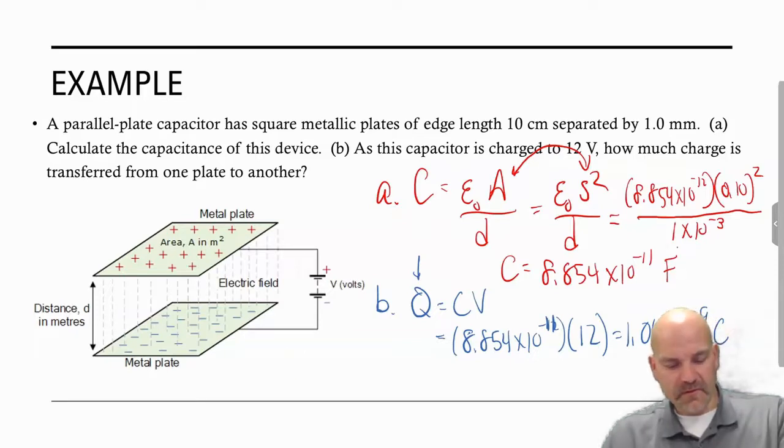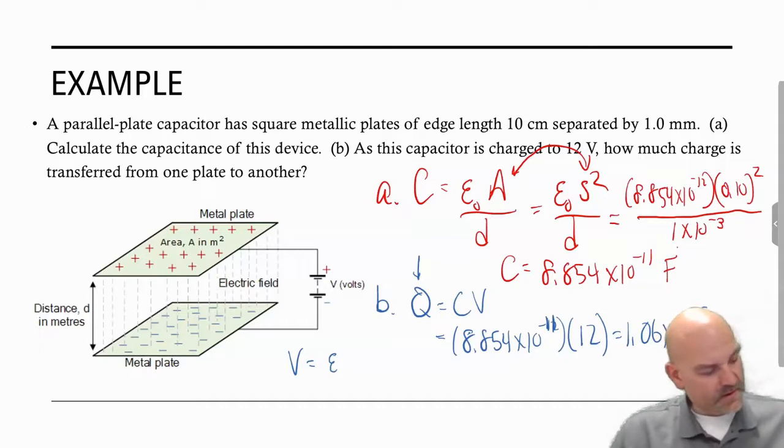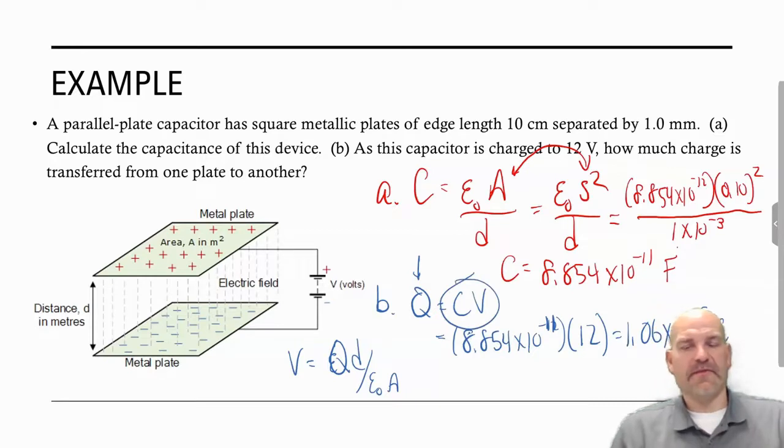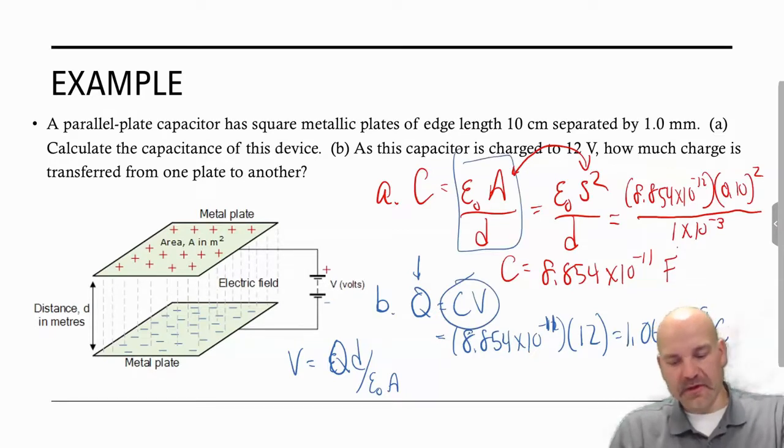Okay, there is a second way to do that. This problem, we would use the voltage. So it's QD over epsilon naught A, and then solve it for Q, which you actually just end up with that CV in the long run, because basically you're taking this and plugging it into there.